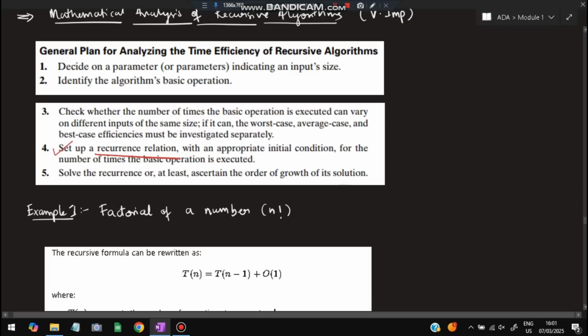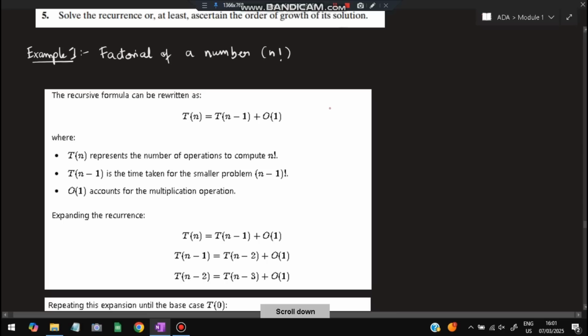Set up a recurrence relation. The previous one used mathematical induction to find the sum and formula. Here it is: set up a recurrence relation with appropriate initial condition for the number of times the basic operation is executed, and ascertain the order of growth of its solution. These last two steps will change; the first 3 steps remain the same. After you have written the steps, they can ask you any of the recurrences.